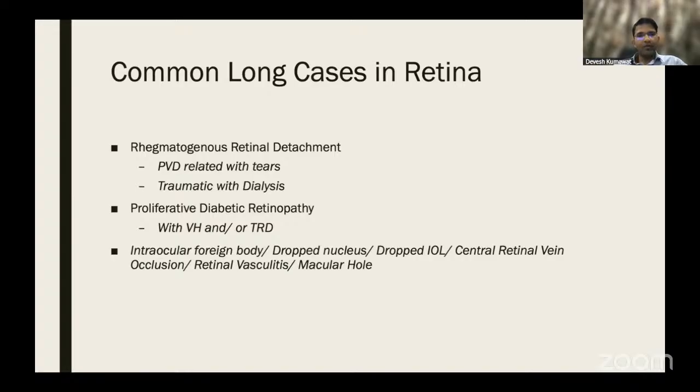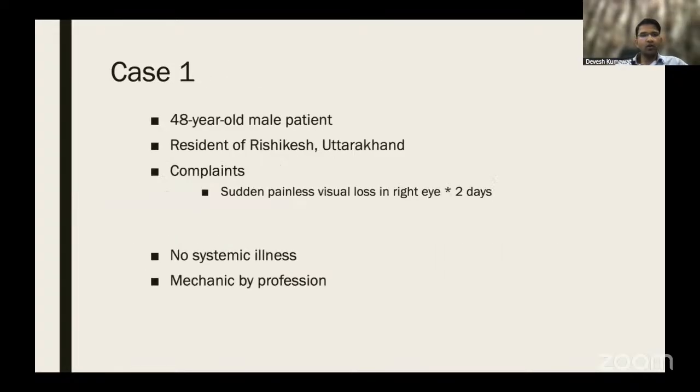Now, proliferative diabetic retinopathy is an important topic for a long case in retina, and patients can have either only proliferative diabetic retinopathy without any complications, or could have complications such as vitreous hemorrhage or diabetic retinal detachment, traction retinal detachment. Now, coming to the common long case on retinal detachment, I'll briefly give a summary and then I'll come to the comprehensive workup of these patients.